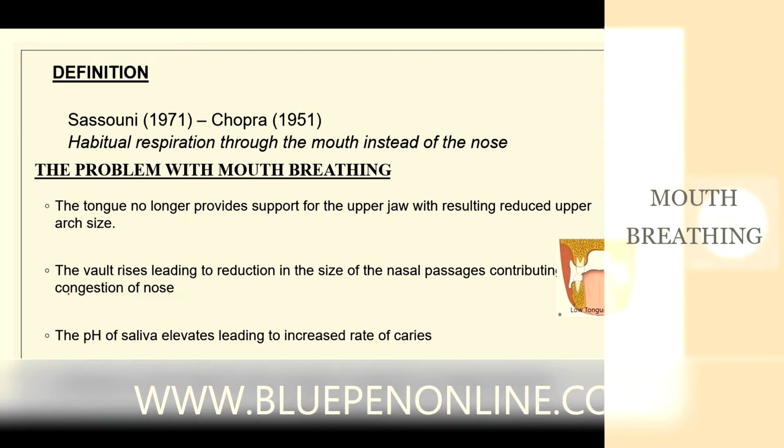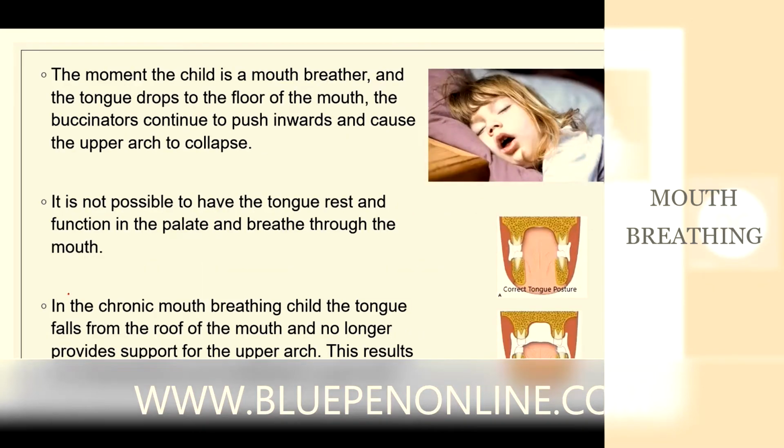The moment the child is a mouth breather, the tongue drops to the floor of the mouth. The buccinators continue to push inwards and cause the upper arch to collapse. It is not possible to have the tongue rest and function in the palate and breathe through the mouth. In the chronic mouth breathing child, the tongue falls from the roof of the mouth and no longer provides support for the upper arch. This results in a reduced size and retrognathic upper arch.